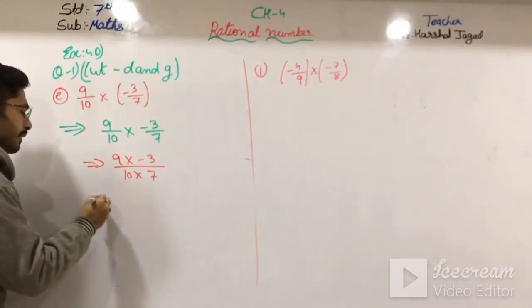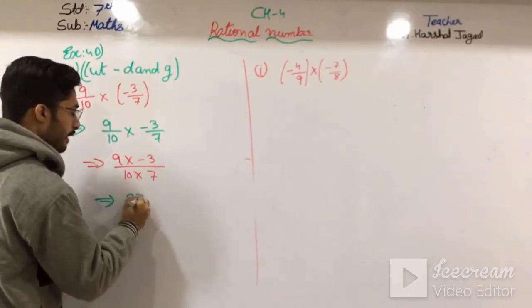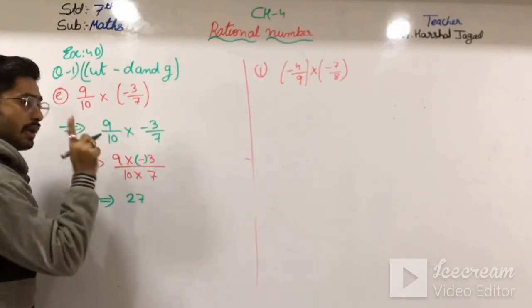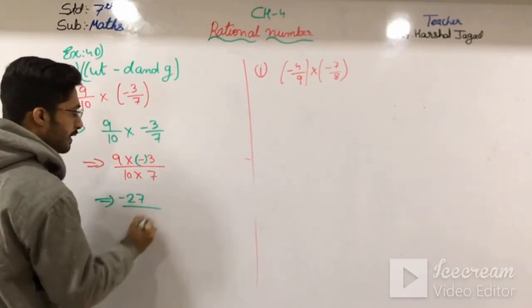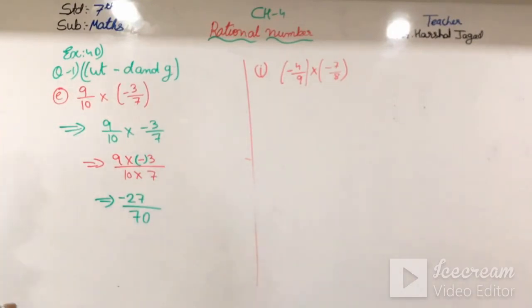Let us see what we get. Our answer, 9 3s are 27, but the sign will remain minus. Why? Because there is only one minus. So minus 27 upon 70 is our answer. Okay students, please note down this.